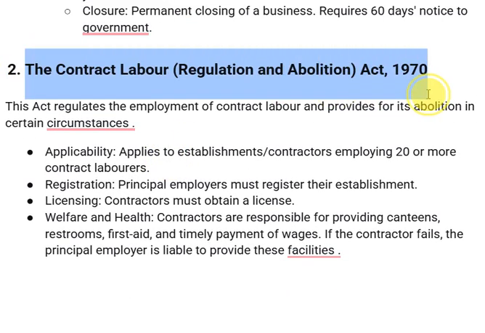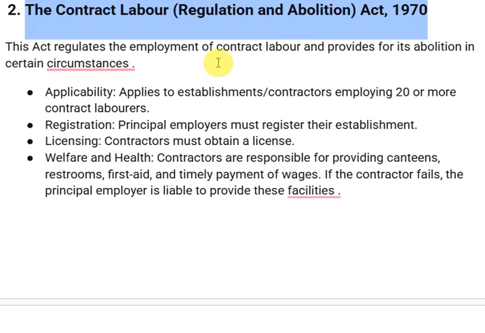Contract Labour Regulation and Abolition Act 1970. This act requires and regulates the working of contract labor. Contract labor means appointment of workers through a contractor. Here the employees are appointed by the contractor for a specific contract purpose. However, the contractor is responsible, but the ultimate responsibility falls on the principal employer. This act regulates the employment of contract labor and provides for abolition in some circumstances.